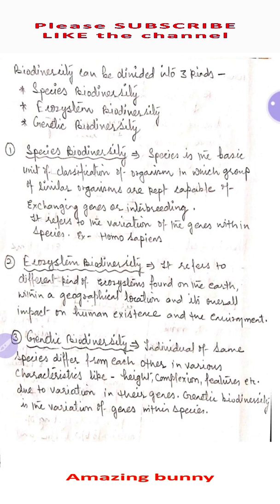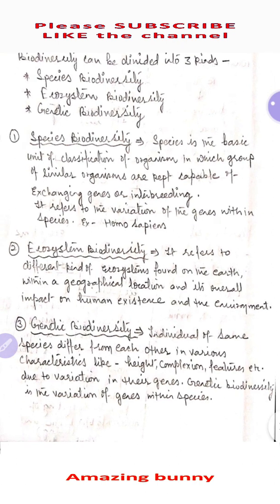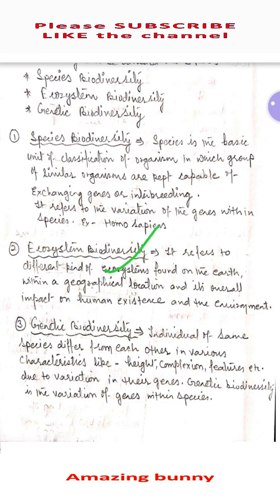Second type of biodiversity is ecosystem biodiversity. You know the concept of ecosystem. Ecosystem is the biological community of interacting organisms where abiotic and biotic factors interact with each other. So ecosystem biodiversity refers to the different kinds of ecosystem. There are different kinds of ecosystem like pond ecosystem, grassland ecosystem, forest ecosystem and other types of ecosystem found on the earth. And these ecosystems are present in particular geographical locations, and this biodiversity also tells us about the overall impact on human existence and the environment.